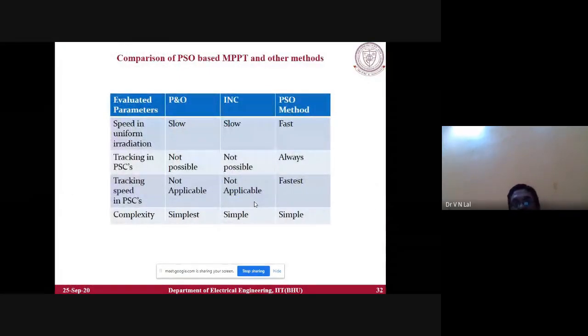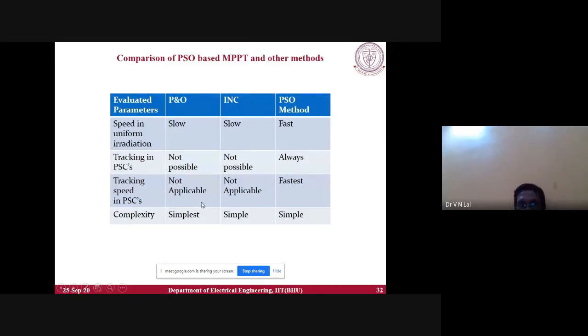So there is a comparison of the PSO-based MPPT method and other methods, like speed with uniform irradiance. The PNO method is slow, INC is again slow, PSO is very fast. Now, partial shade condition tracking: PNO not possible, INC not possible, and PSO always.